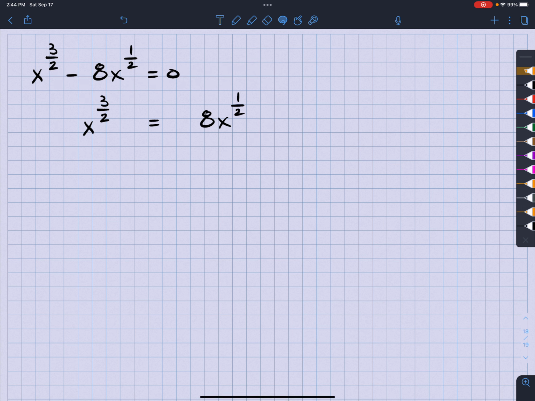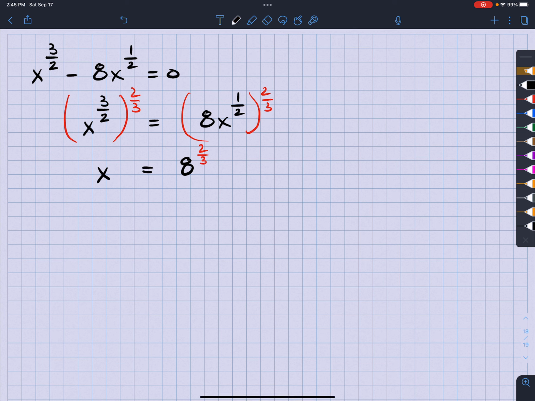Now, what I would do is raise both sides to the reciprocal power. In other words, I want to get rid of this rational exponent, right? So let's do that. I'm going to raise both sides to the 2/3 power. Now on the left side, what happens? It's just an x, because when I raise a power to a power, I multiply the powers. So 3/2 times 2/3 gives you 1. That's why I have x to the first power, and that's going to equal 8 to the 2/3 power.